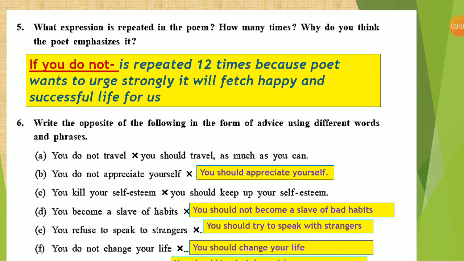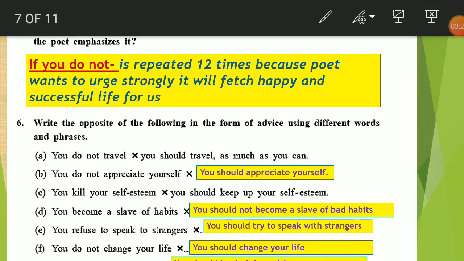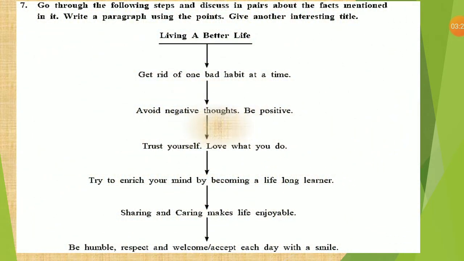In the sixth activity, you have to write opposite statements from the given statements. Here in our answers, you can see in the yellow columns that "should" is used here. Should gives us a suggestion, so the answers are with should.